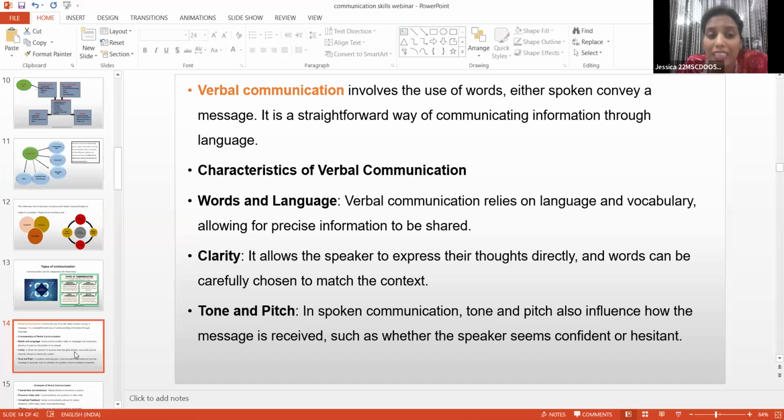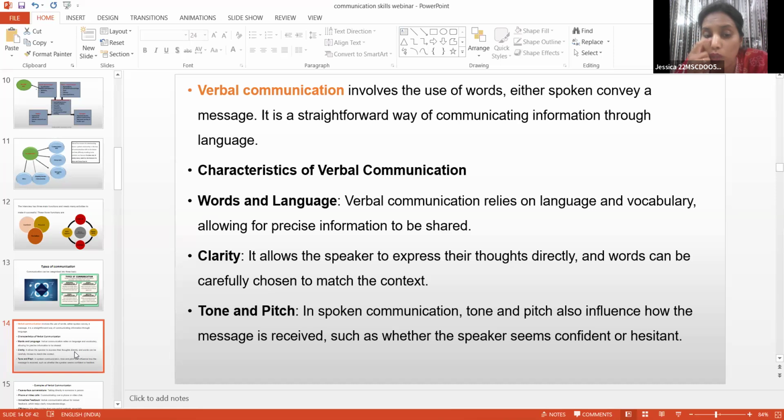Clarity. When we are having a verbal communication, because most of us make use of verbal communication during case taking, the way and the clarity with which we express our thoughts directly is very important in the context of good case taking. Our words should be well chosen and well expressed with clarity when we are talking to the patient. It's not only the words we use and the clarity, but it is also very important that the tone and the pitch of how we are talking to the patient influence how the message is received.